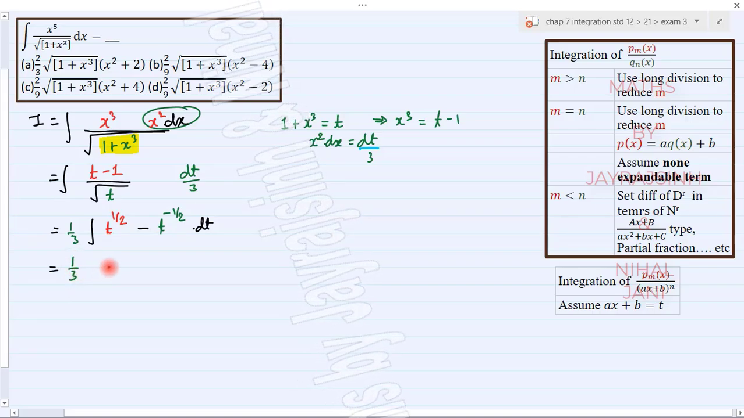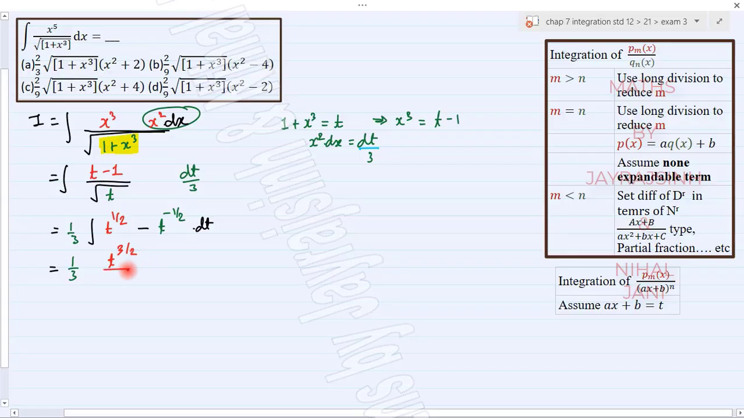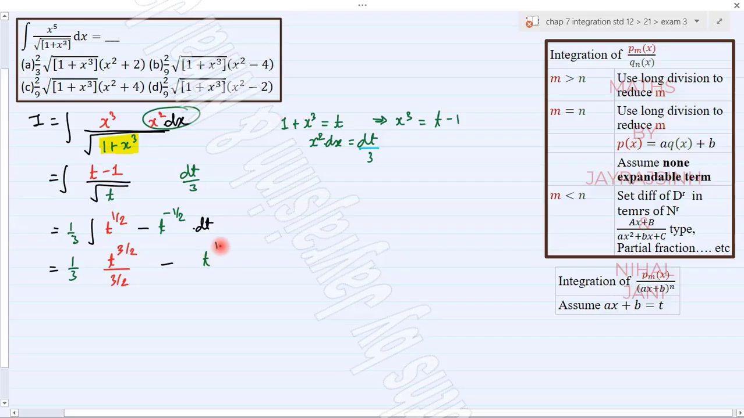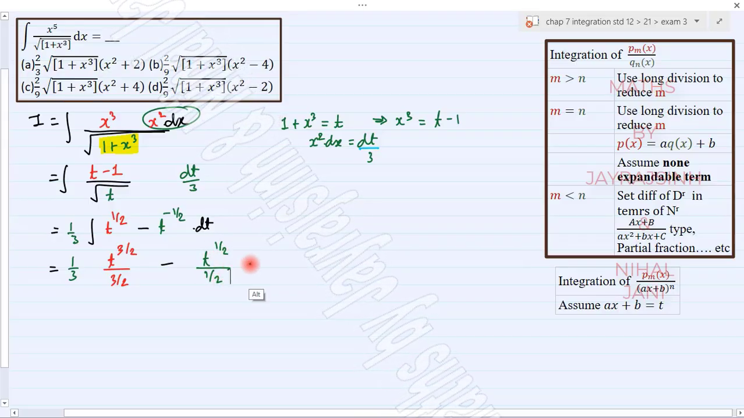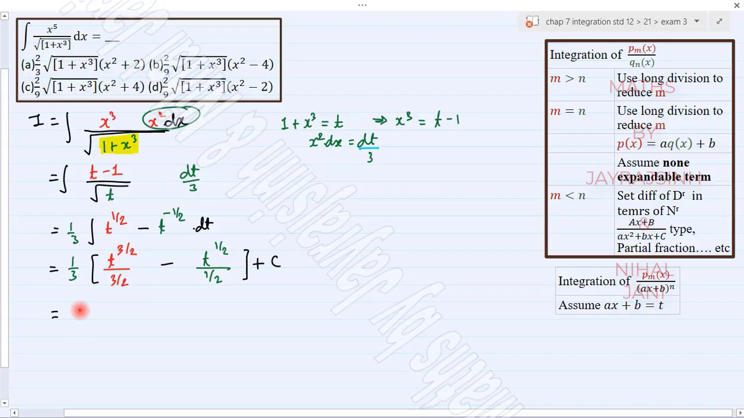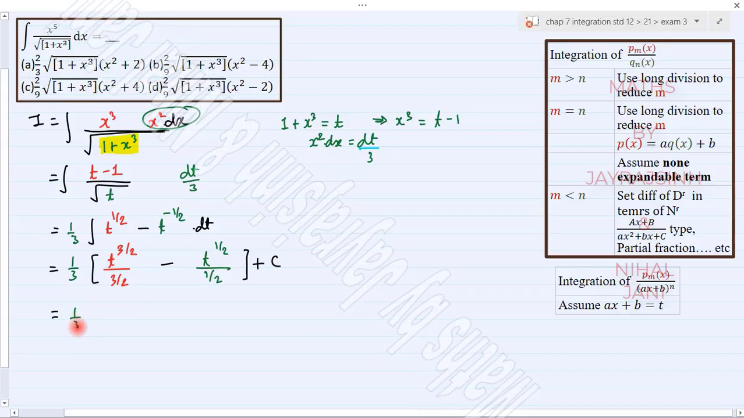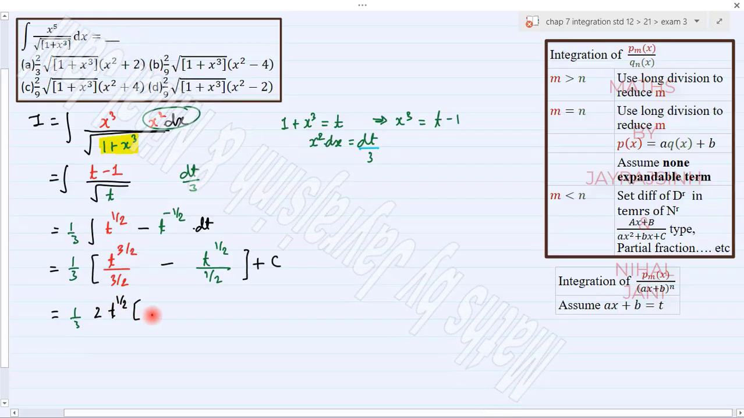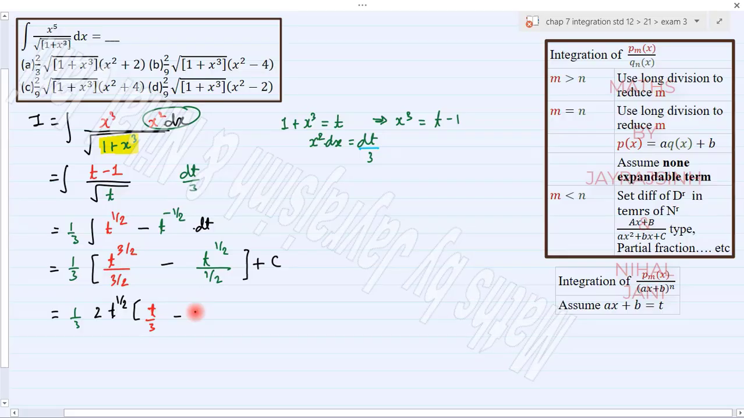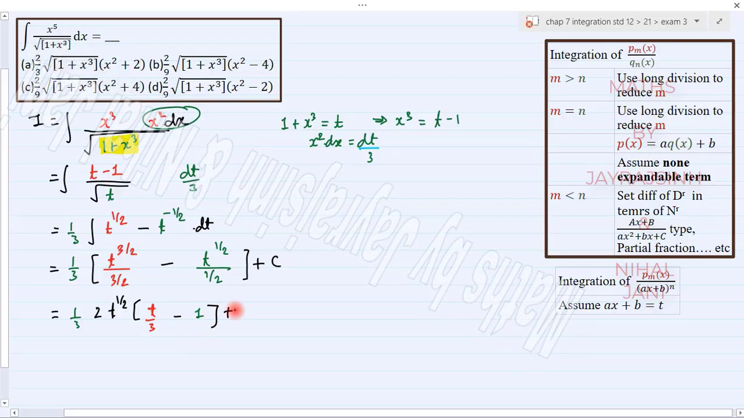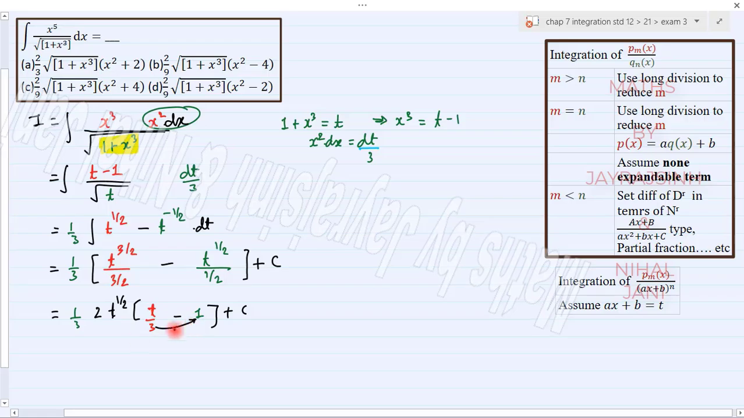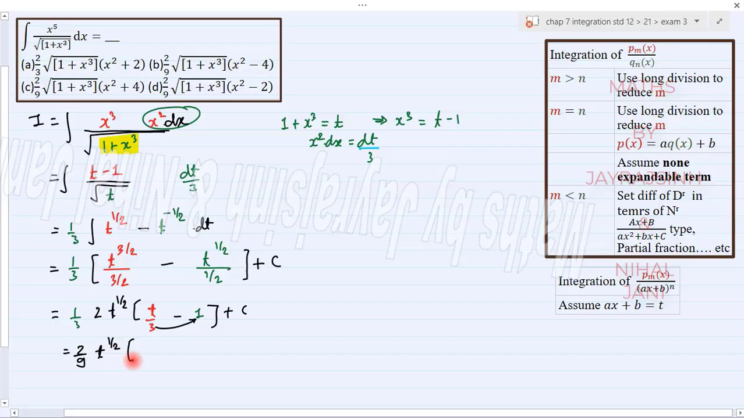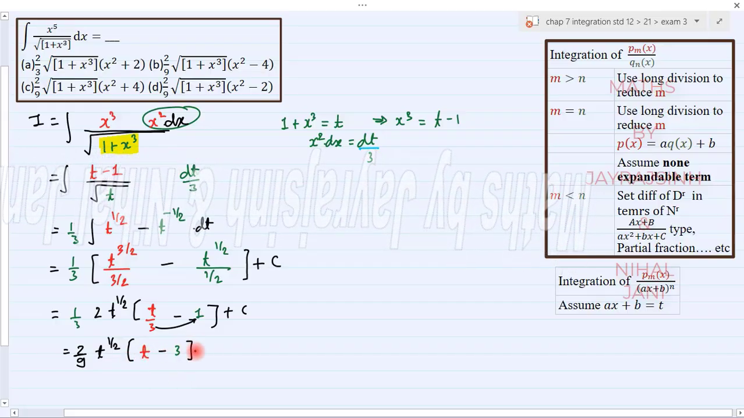Integration of t raised to 1 by 2 will be t raised to 3 by 2 upon 3 by 2, minus integration of t raised to minus 1 by 2 will be t raised to 1 by 2 upon 1 by 2, plus c. Now in further simplification we can take 2t raised to 1 by 2 common. So we will get t by 3 minus 1 plus c. If we take LCM, 3 will be multiplied over here and we will get 2 by 9 t raised to 1 by 2 into t minus 3 plus c.